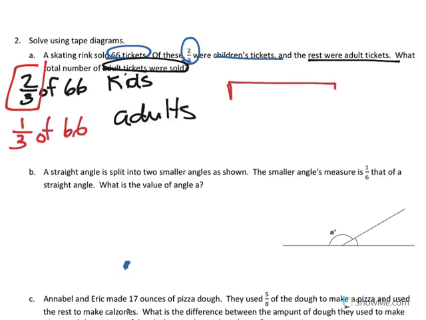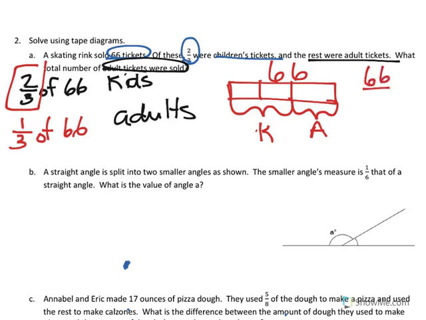Either way, we can draw a tape diagram. This is 66. Okay, and we know that these are the kids and these are the adults. So if we took 66 and we divided it by 3, that would be 33. So that means that one of these is 33. Each one of them is 33. So, how many adult tickets did we sell then?